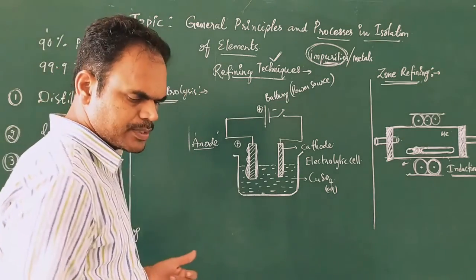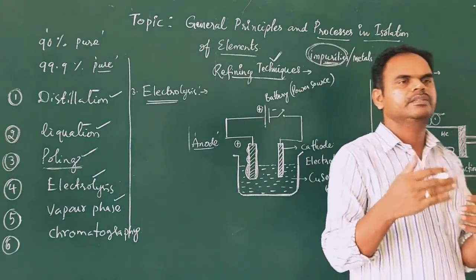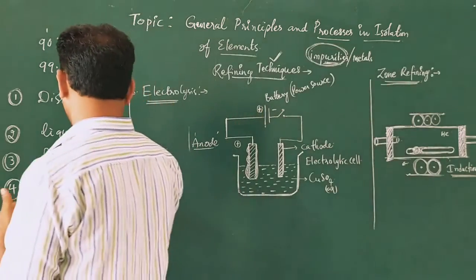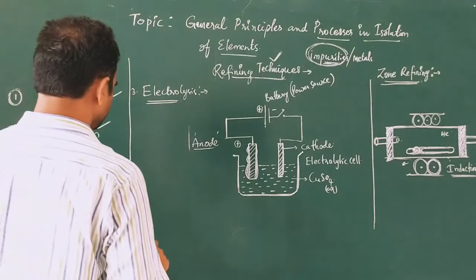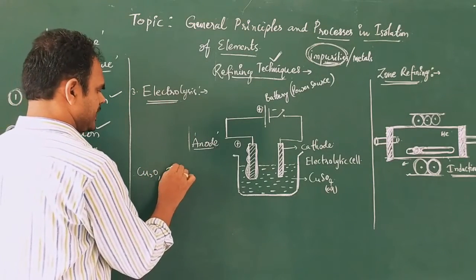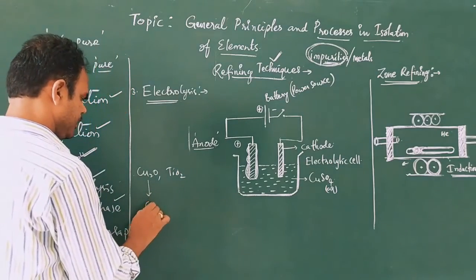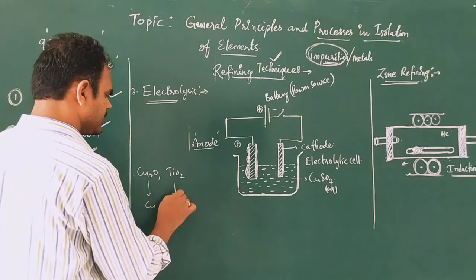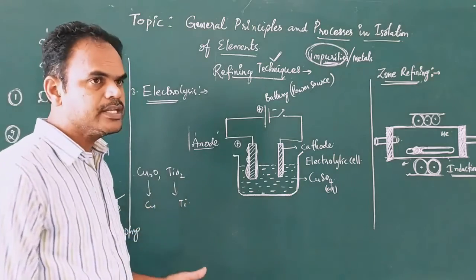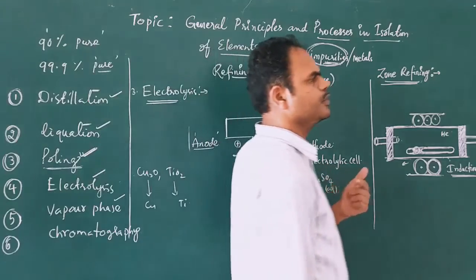Liquation, as the name itself says, means making the impure metal into liquid form. The third method is poling. This poling method is applicable to cuprous oxide and titanium oxide purification. If you want to get pure copper from cuprous oxide, or pure titanium, then we should use the refining technique that is the poling technique.